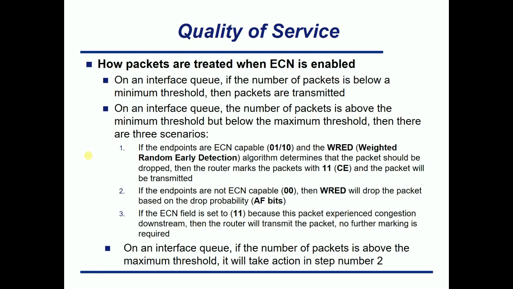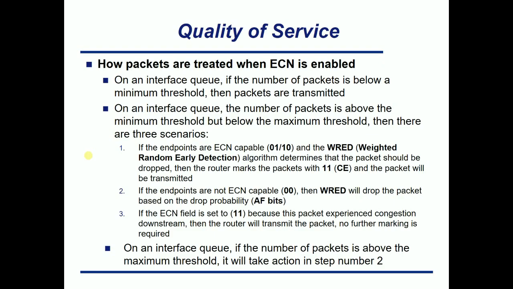If this packet that is ECN enabled should be dropped, as determined by WRED, instead of actually dropping it, the router will mark the packet with 1-1, which is the congestion experienced code point. It'll mark it and then it will transmit it. Now, if the ToS byte's ECN bits are 00 and WRED determines that it should be dropped, then it'll be dropped.